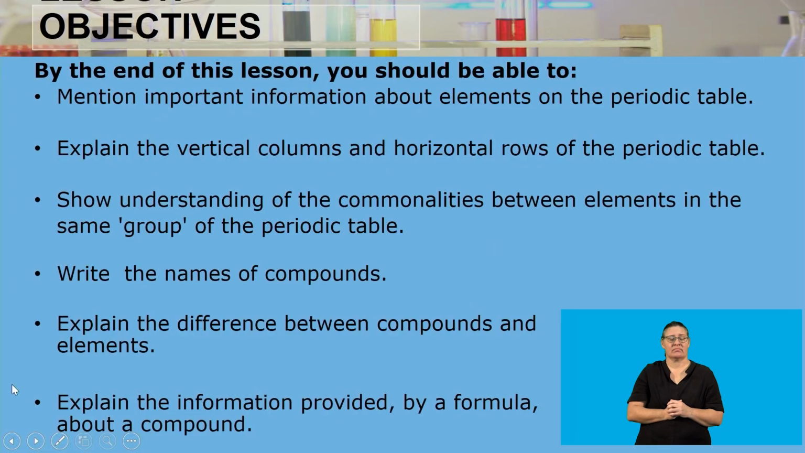So what I need us to be able to do by the end of this lesson is the following. Number one, I want us to be able to mention the important information about elements on the periodic table. We also need to be able to explain the vertical columns and horizontal rows of the periodic table, show understanding of the commonalities between elements in the same group of the periodic table, and also write the names of the compounds, explain the differences between compounds and elements, and then lastly, we need to be able to explain the information provided by a formula of a compound.